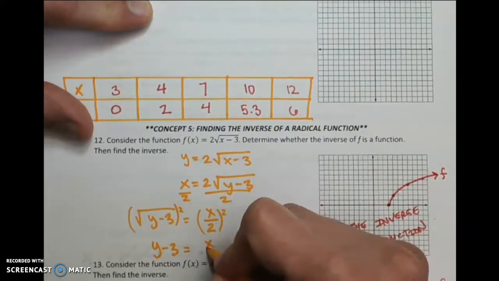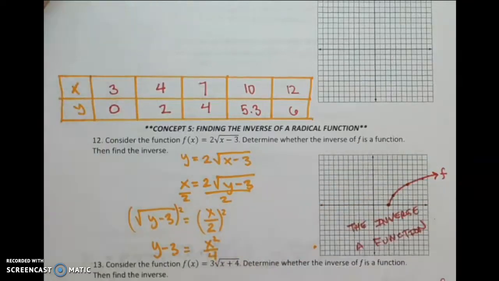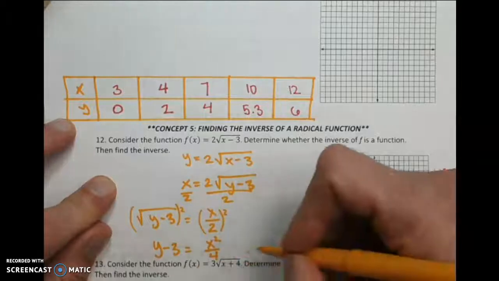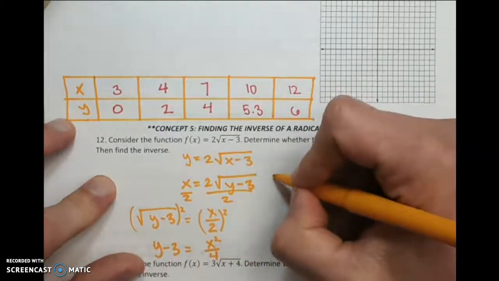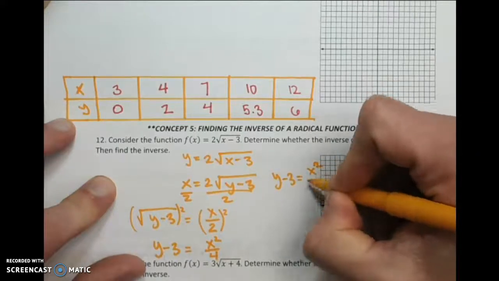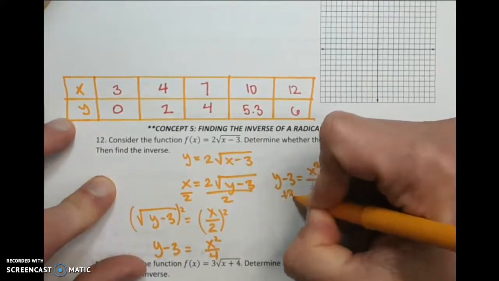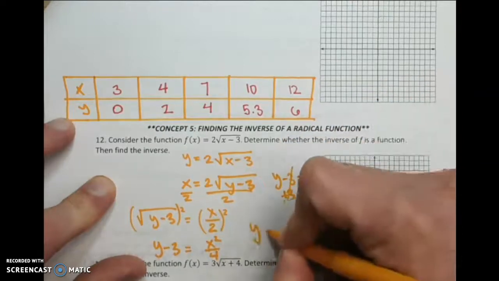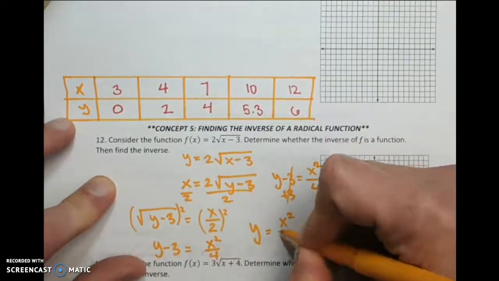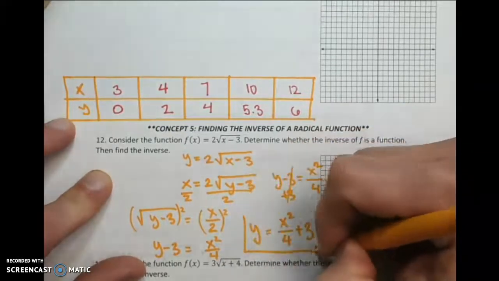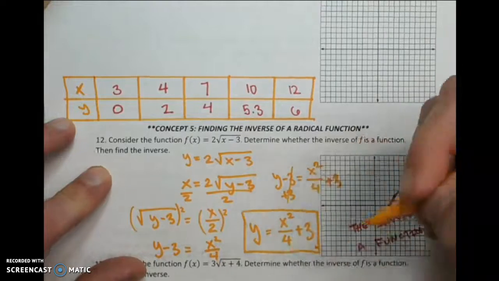X times x is x squared, and 2 times 2 is 4. Alright, and then I'm going to add 3 to both sides. So I'm kind of running out of room here. I have y minus 3 equals x squared over 4. Add 3 to both sides. Cancels out. I am left with y equals x squared over 4 plus 3. And there is the inverse right there.